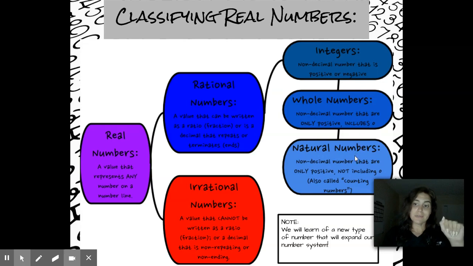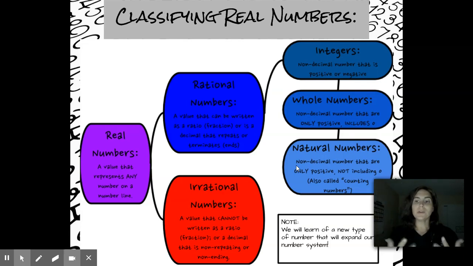We also call the natural numbers our counting numbers, because when you count, if I start with my fingers, right? I'm going to start with 1, 2, 3, 4, and so forth. I start with 1 and not 0. I did not include it. So that's why sometimes you'll hear natural numbers called counting numbers as well.